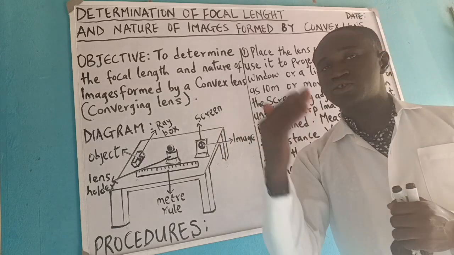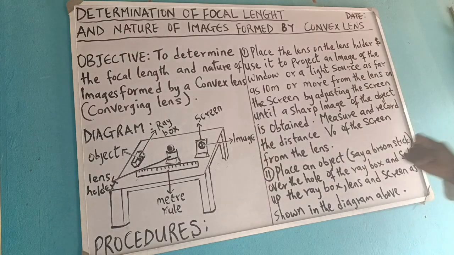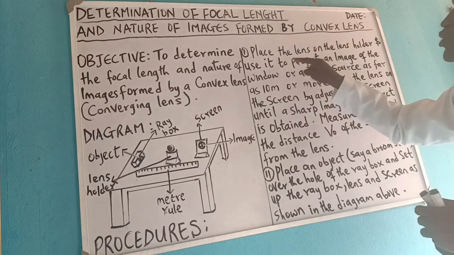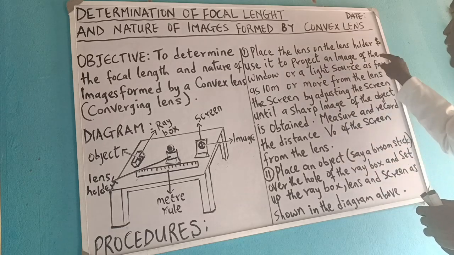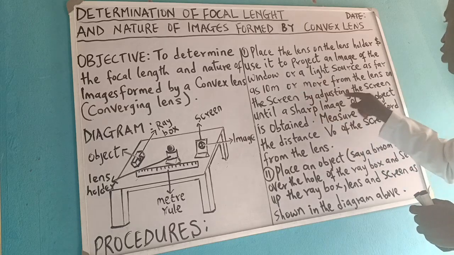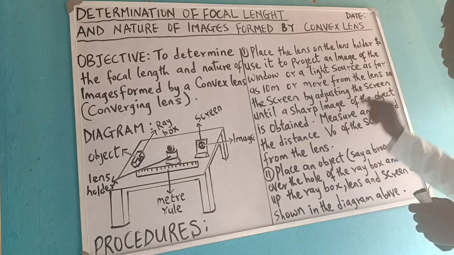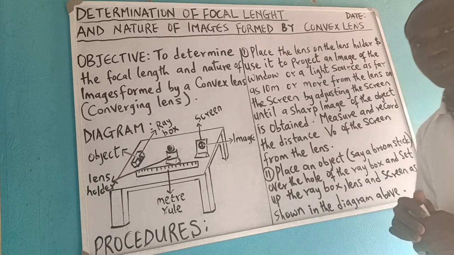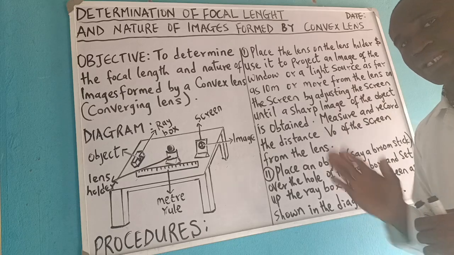Procedures. It has so many procedures. Procedure 1. Place the lens on the lens holder and use it to project an image of the window or a light source as far as 10 meters or more from the lens on the screen by adjusting the screen until a sharp image of the object is obtained. Measure and record the distance v0 of the screen from the lens. Now, this procedure 1 is meant to be conducted in the lab.